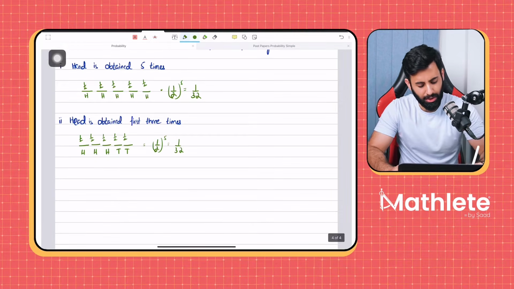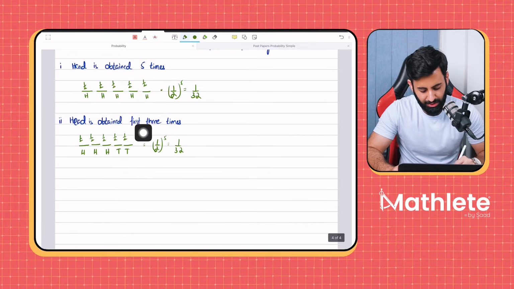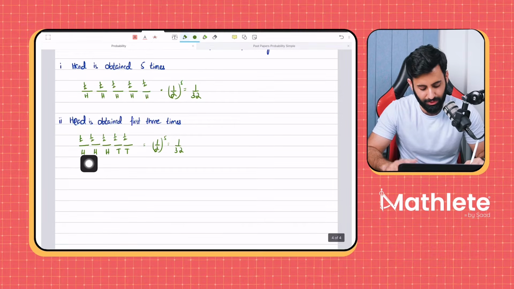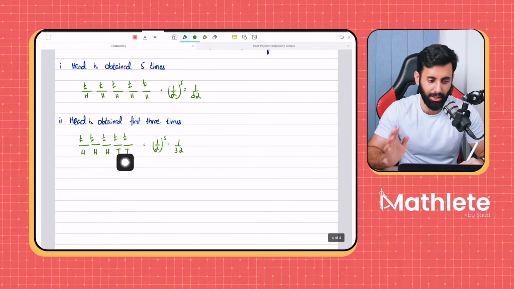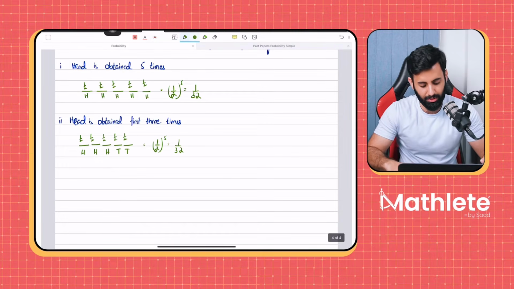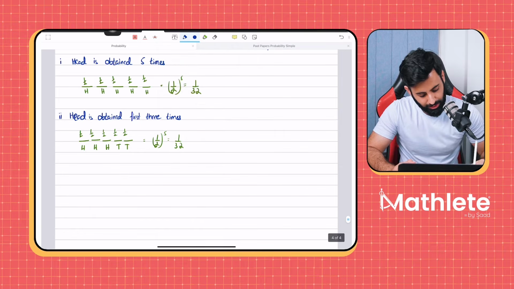Now, is there any other way of satisfying this condition that head is obtained the first 3 times? No, there is not. Why? Because the order is specified. The question says head is obtained first 3 times. That means the first, second, and the third toss should give you a head. The fourth and the fifth toss should not give you a head. That means it's going to be tails. Okay? Now, focus on this part.